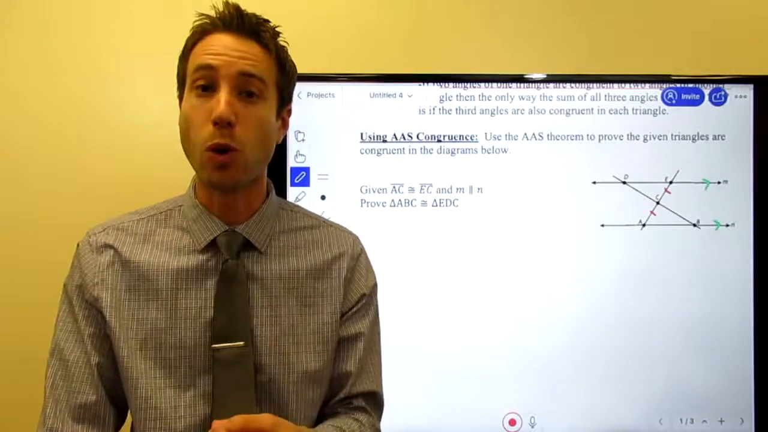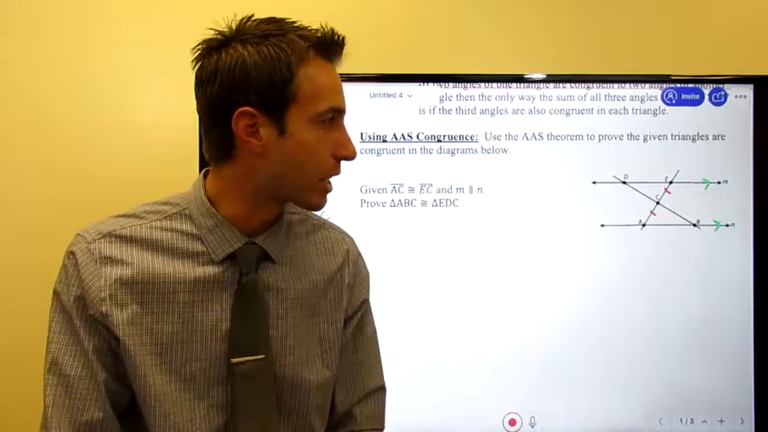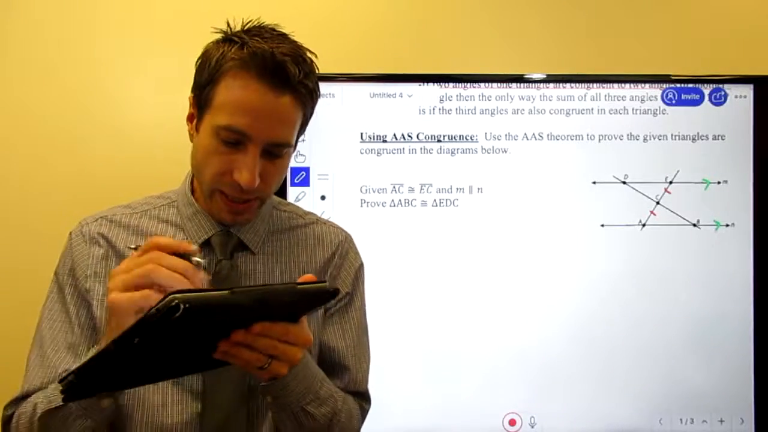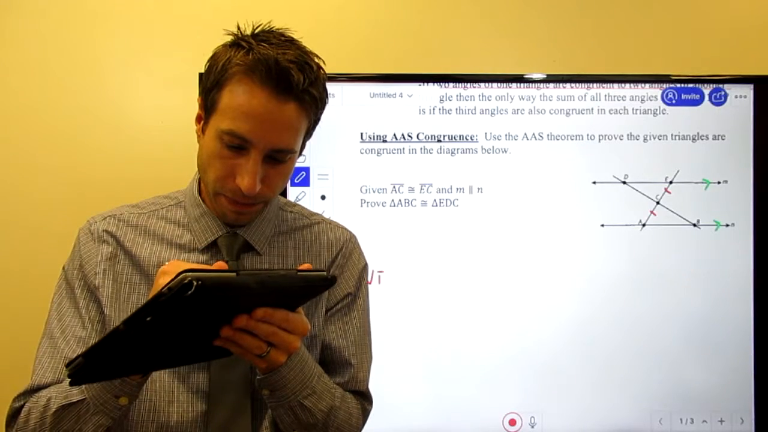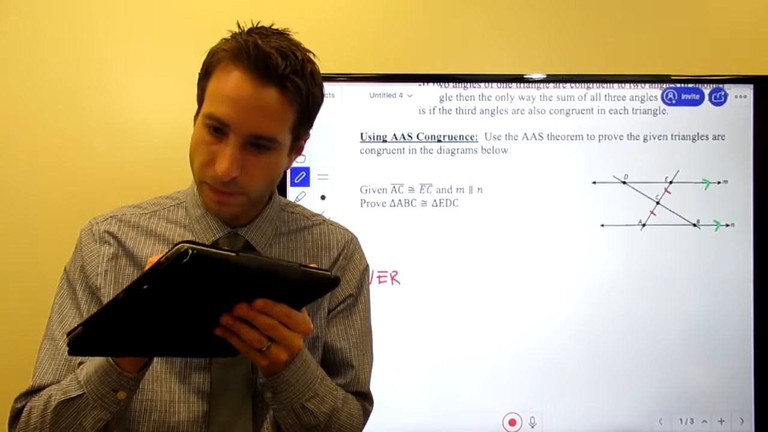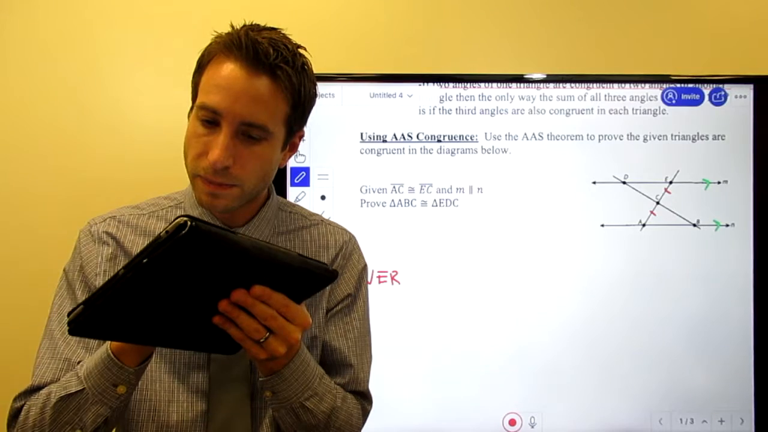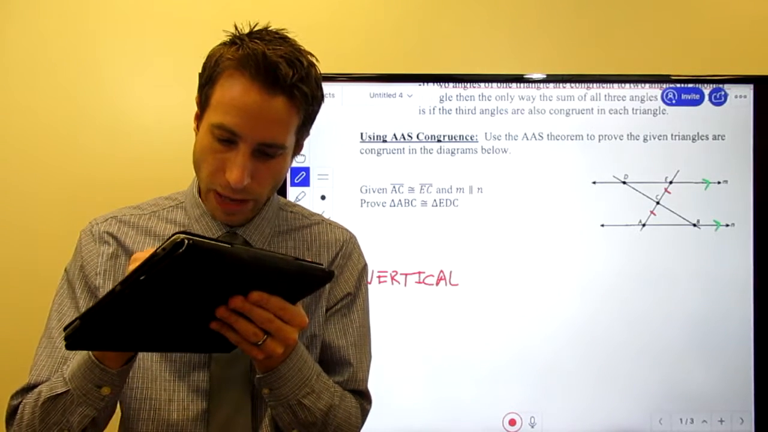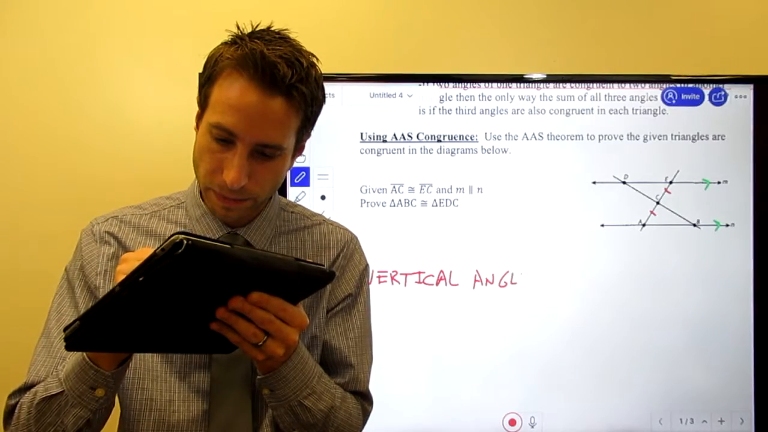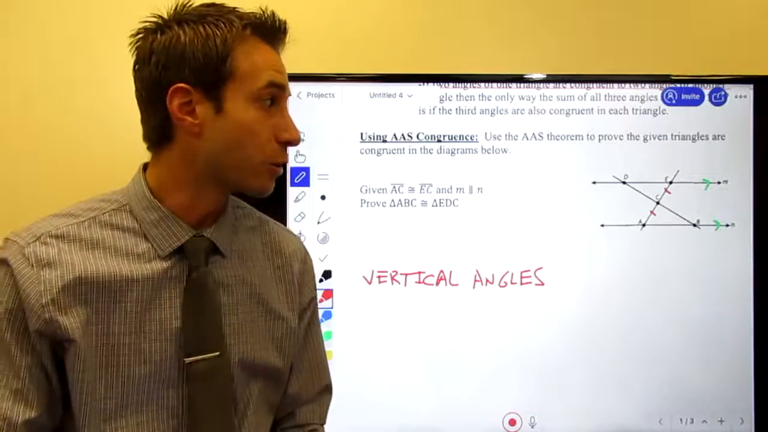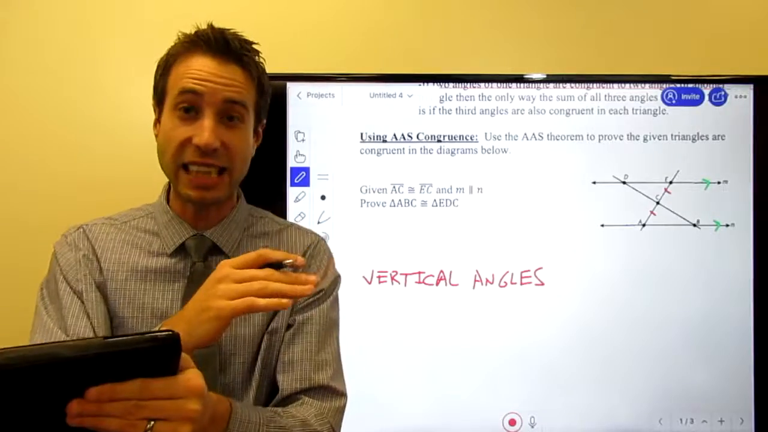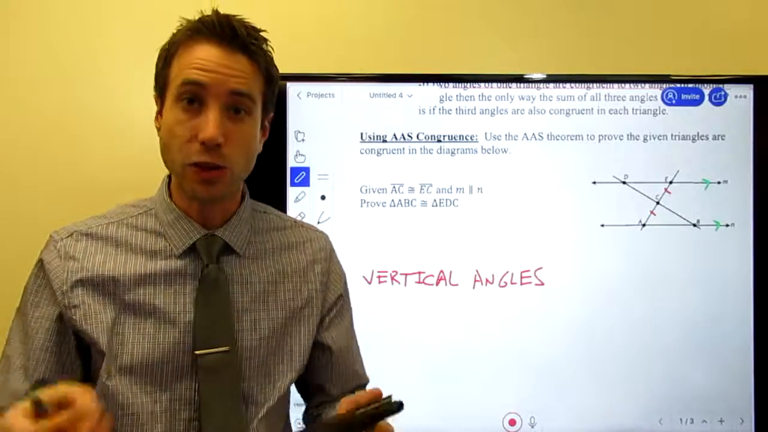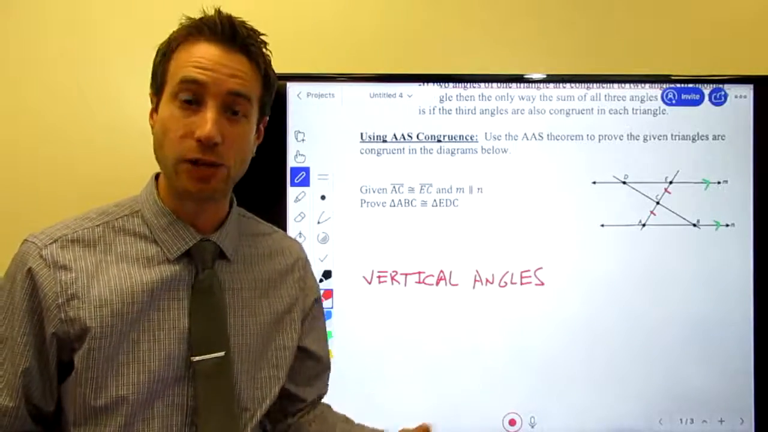Okay, great. Well, here's what we're going to do. I take a quick look at this, and right away, here's what I notice. Please notice, thanks to vertical angles. Remember, vertical angles says whenever you have intersecting lines, angles opposite each other must be congruent. They have to be. That's what the vertical angles theorem says.